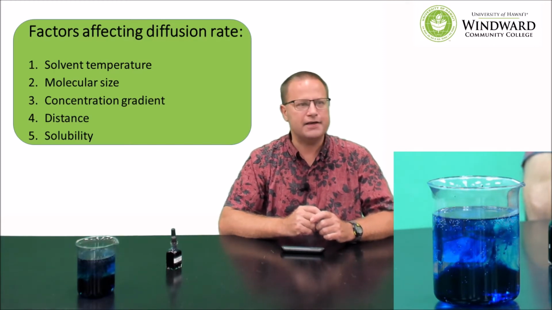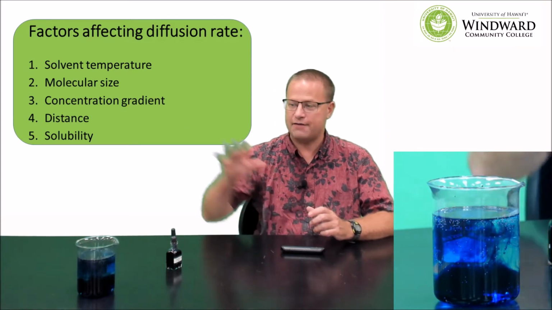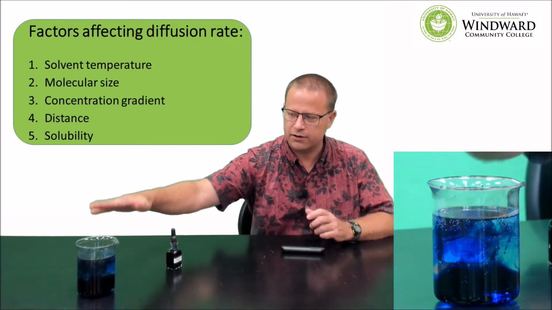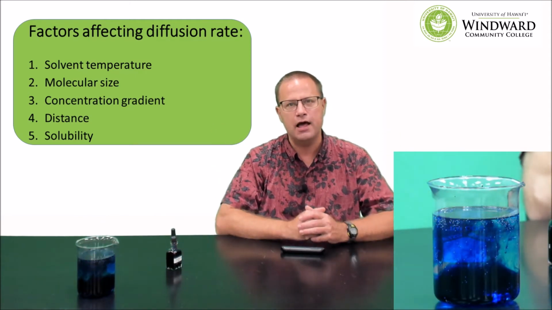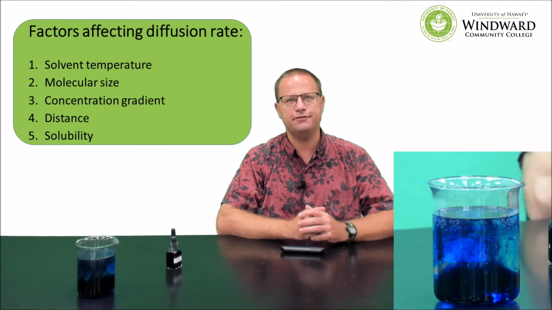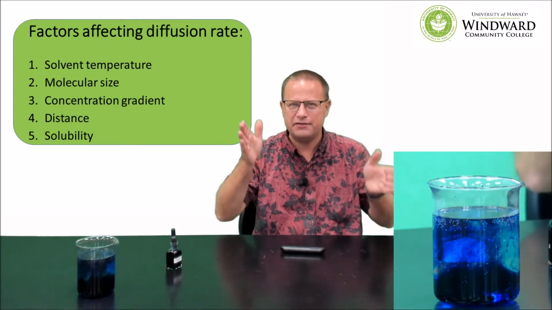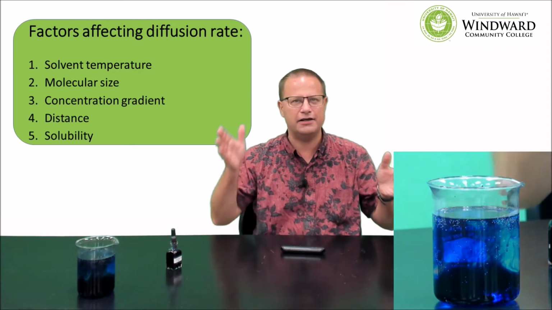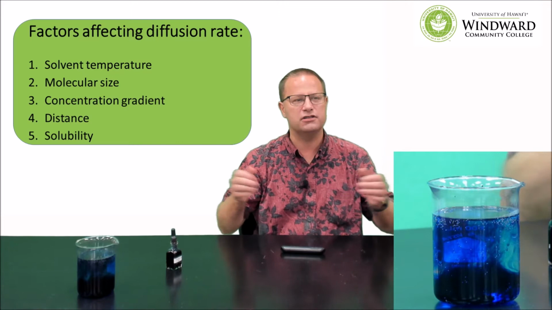The next thing that affects diffusion rate is the concentration gradient. Initially, if I have a whole lot of something on one side of the container but none on the other side, we have a big disparity in the concentration of our solute. And so that's going to diffuse very, very quickly. On the other hand, if I have just a little bit of a difference in the concentration of a solute between one side of a container and another, that diffusion is going to go much more slowly.